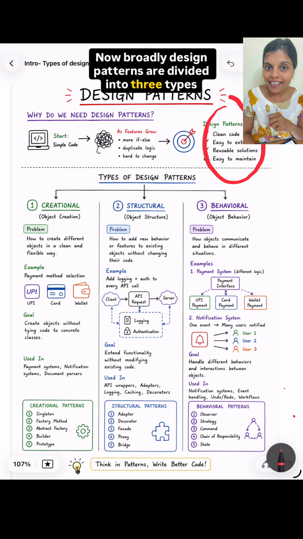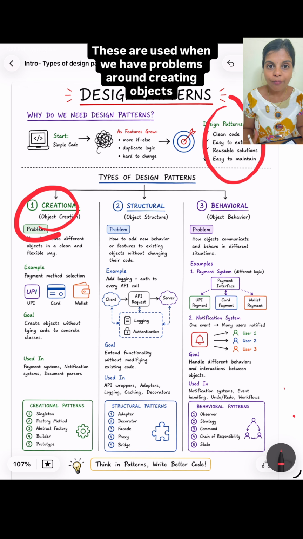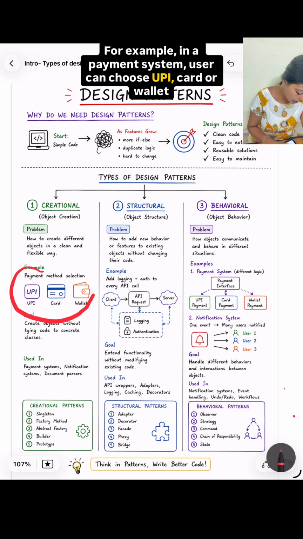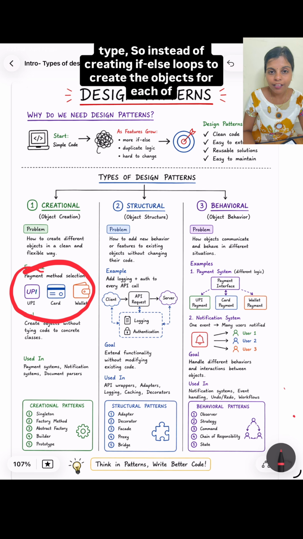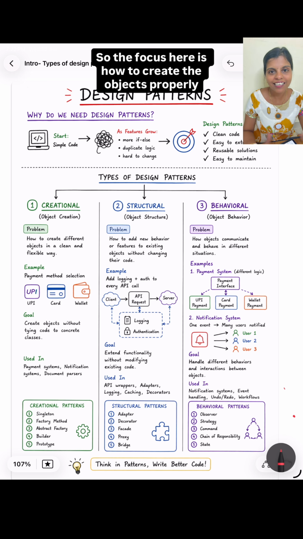Now broadly, design patterns are divided into three types. First one, creational design pattern. These are used when we have problems around creating objects. For example, in a payment system, user can choose UPI, card or wallet. So instead of creating if-else conditions to create the objects for each of the types, we handle object creation in a centralized and clean way. So the focus here is how to create the objects properly.